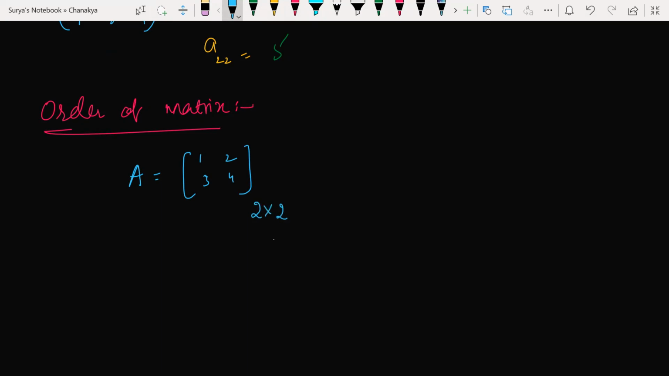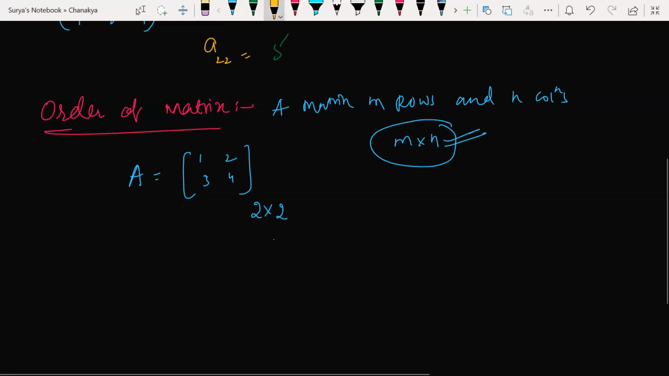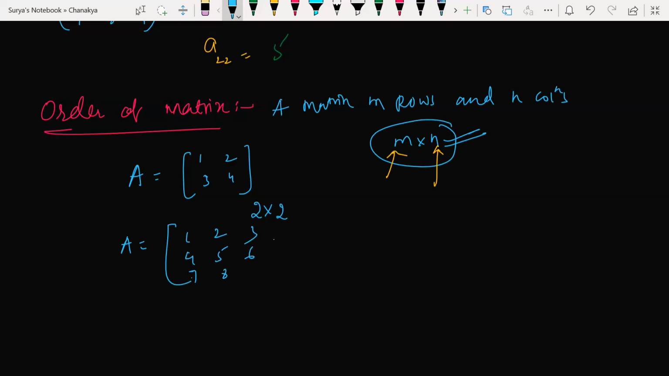Basically, how do I denote a matrix? Suppose I have a matrix which has m rows and n columns, then the order of the matrix will be denoted with m by n. M denotes the number of rows, and n denotes the number of columns. Clear? Suppose A is equal to 1, 2, 3, 4, 5, 6, 7, 8, 9. What is the order of this matrix? 3 by 3 matrix. 3 rows, 3 columns. Very simple.